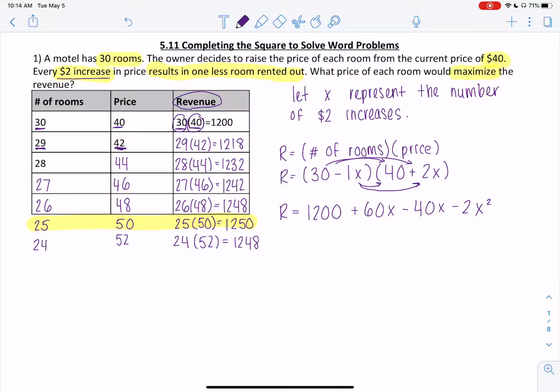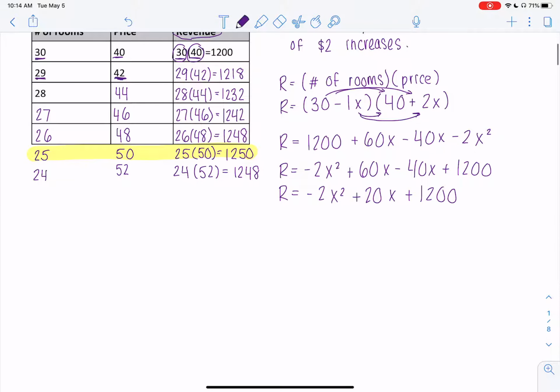Now, we need to make sure that we have this in the right order, because we can only complete the square once we have everything in the right order. So let's move that negative 2x squared over here, plus 60x minus 40x plus 1200. Now I'm just going to collect some like terms in the middle there. Now, because it says maximize in the equation, we're going to be completing the square. So let's put brackets around our first two terms. Factor out that number in front of the x squared.